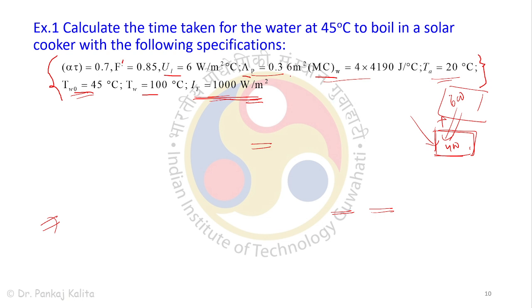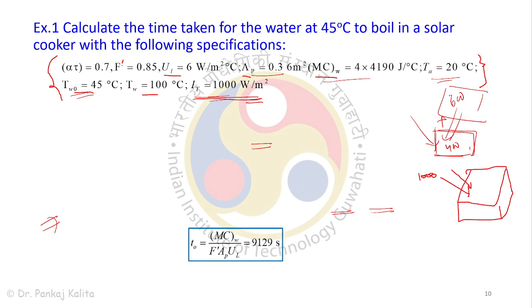So basically on a solar cooker system, this 1000 watt per meter square is the solar radiation falling, and we have been asked how much time it will take to heat the water to 45 degrees Celsius with this falling specification.